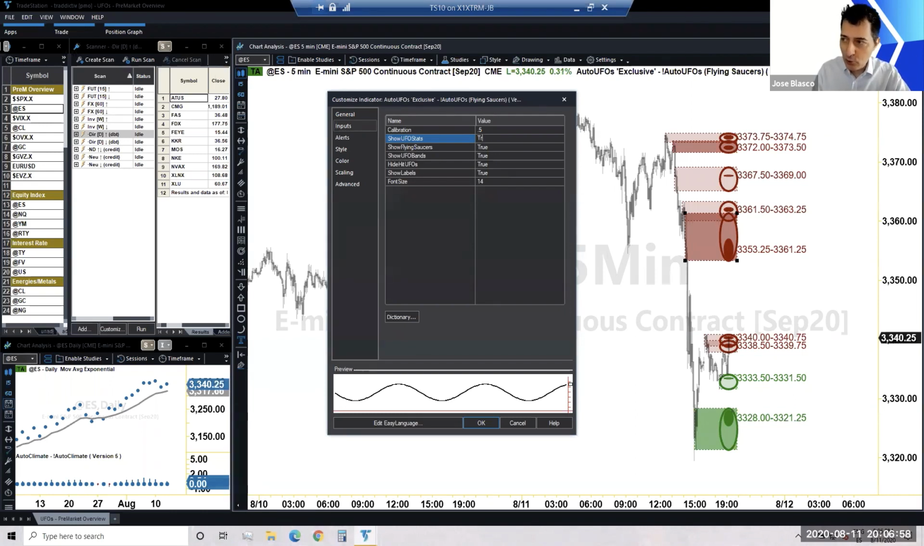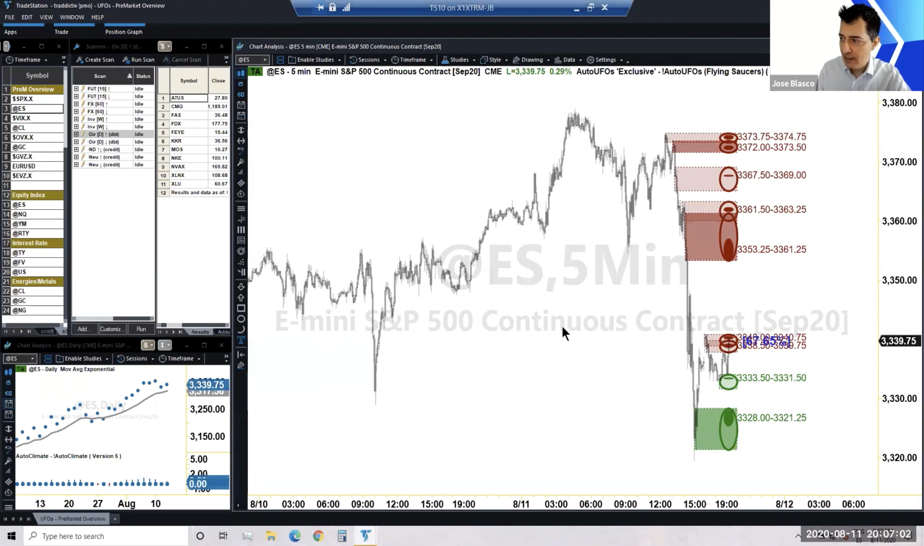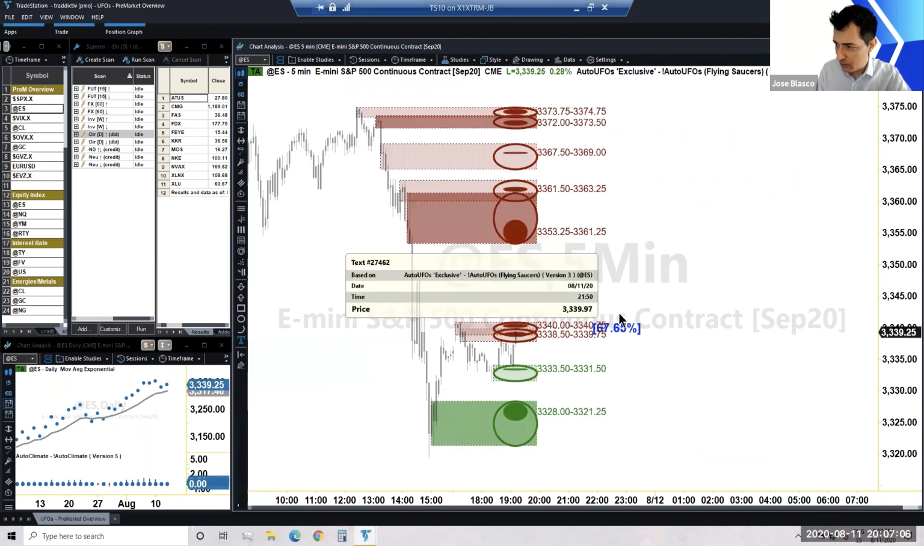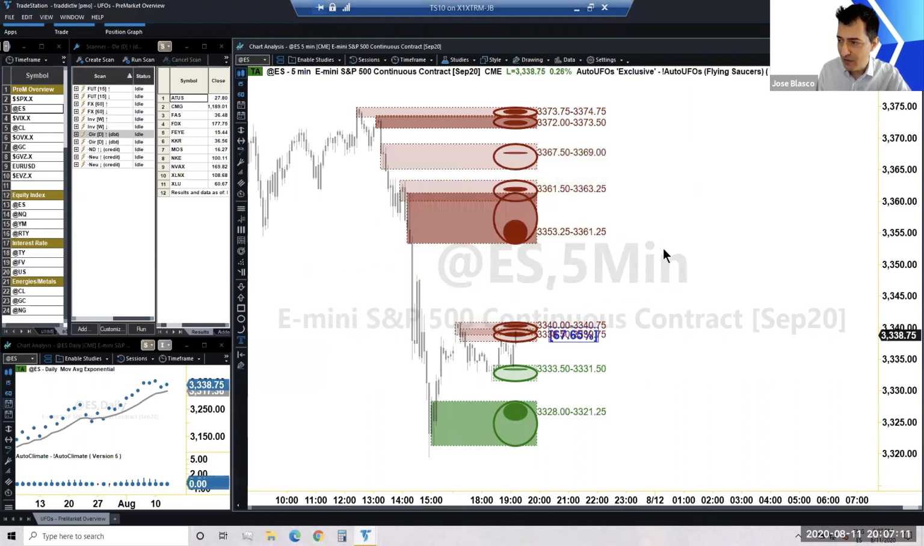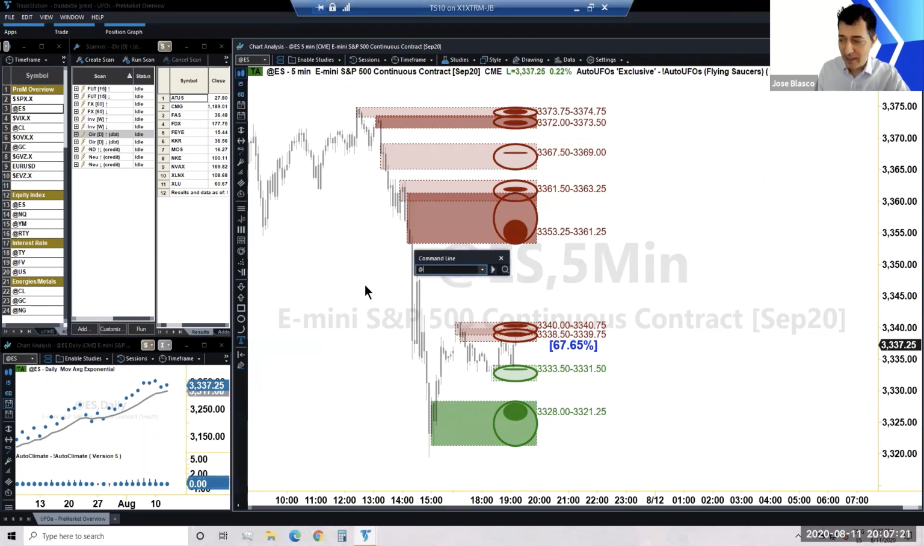On top of that, you can activate stats. If you activate stats, you get performance metrics, which is the blue value. Let me move it out. Here we go. This blue value, which in this case is 67.65, tells you how often those UFOs work well. Again, each market is different. And the beauty is that if you've never traded, let's say, crude oil, but you've traded the S&P and you know it's 67%, you have this performance on your charts.